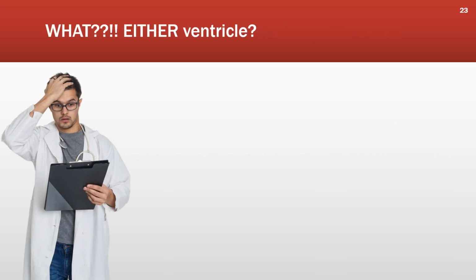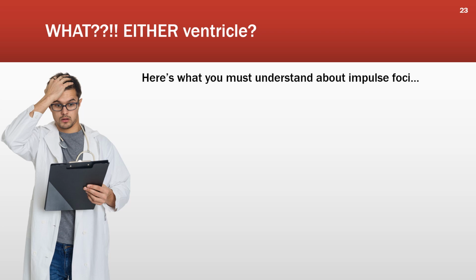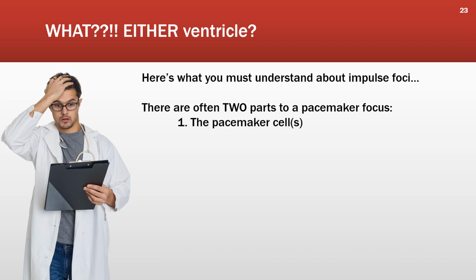But a late transition is indicative of an impulse origin in the right ventricle. Now you're probably thinking, what's going on here? How can an impulse be from either ventricle when it looks like it's a left bundle branch block in lead V1? Well, here's what you need to understand about impulse foci, about pacemaker foci. There are often two parts to a pacemaker focus: the pacemaker cells themselves and the exit pathway.